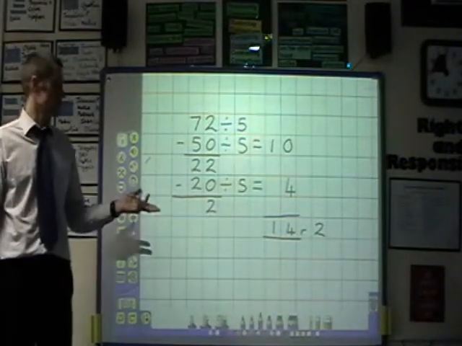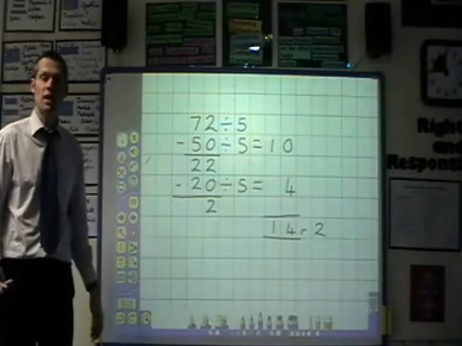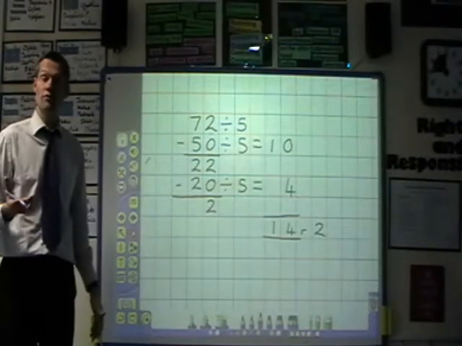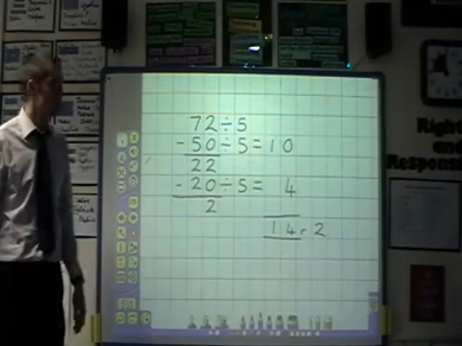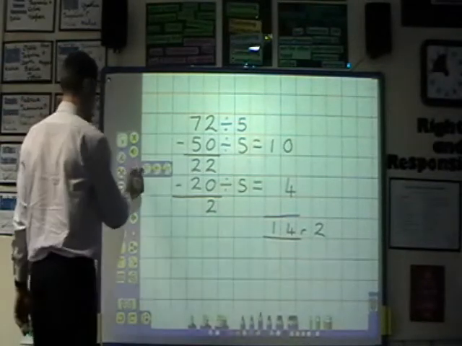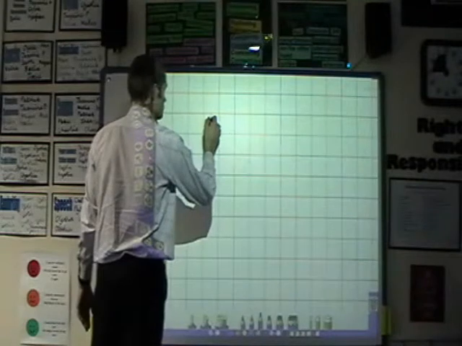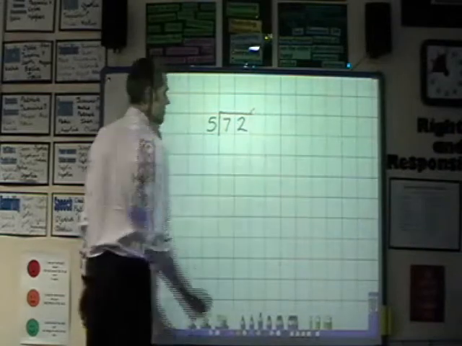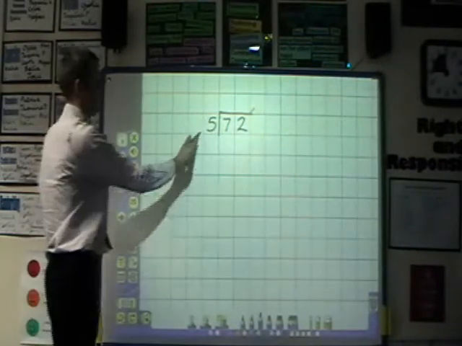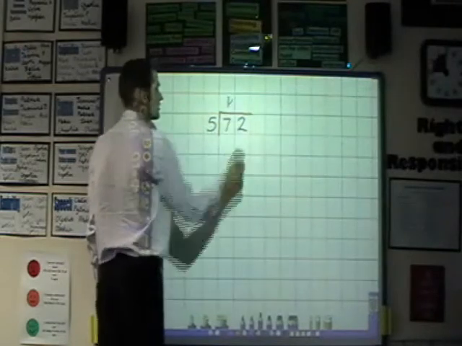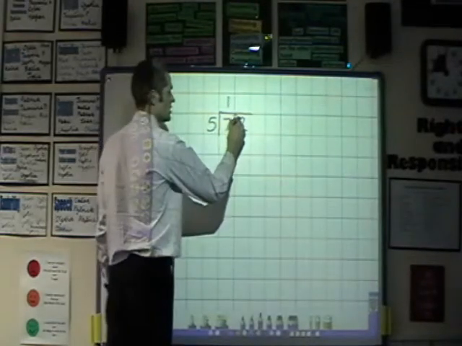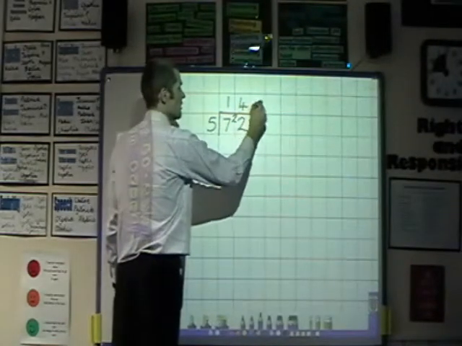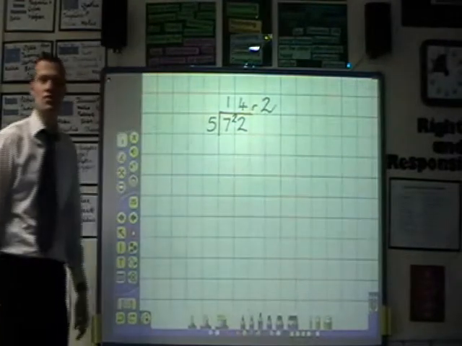This method is sometimes referred to as chunking. It's not a new method, although many of us who came through the education system in the 70s and 80s will be more familiar with the bus stop method, which looks like this. Fives into 7 goes once, remainder 2. 5s into 22 go 4, remainder 2. And we get the same answer.